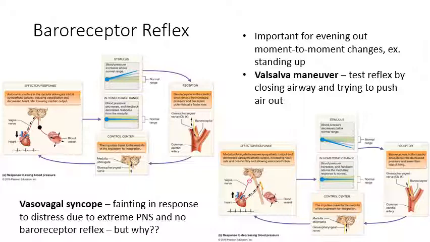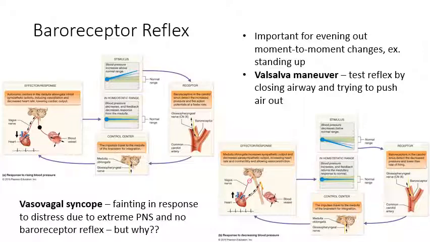The Valsalva maneuver is something that we do to test the baroreceptor reflex. In that maneuver, you're going to close your airway by closing your mouth and plugging your nose, and then you compress your abdominal muscles and you're trying to push air out, but it has nowhere to go. So when that happens, you're going to increase the pressure in your thoracic cavity, and you can actually trigger the baroreceptor reflex, and you should be able to see the response of your heart and your blood pressure when that's triggered. So if you don't have a strong baroreceptor reflex, that's generally not a good sign.